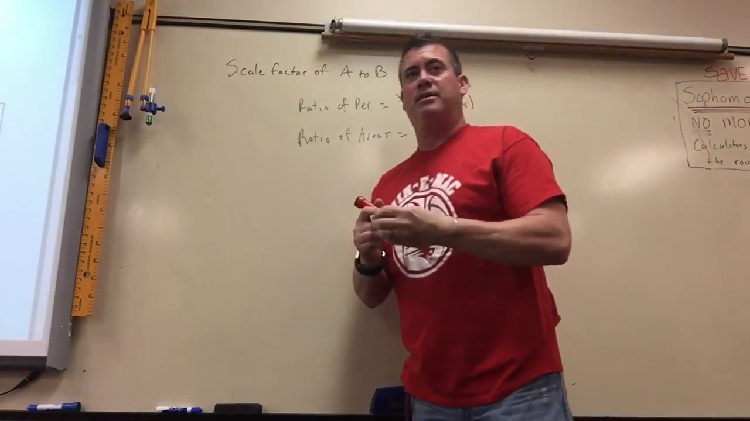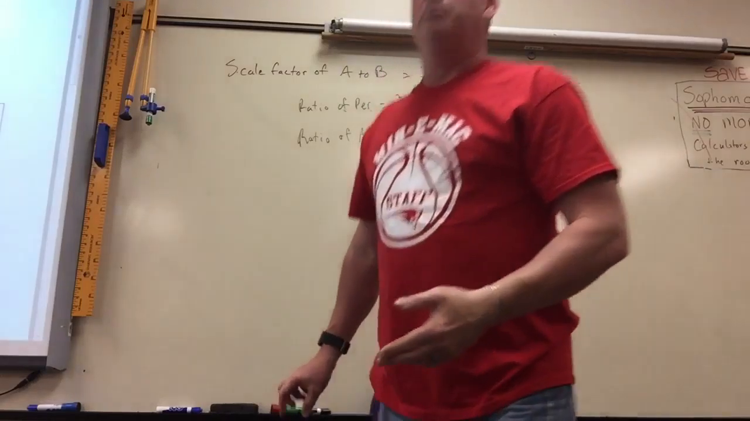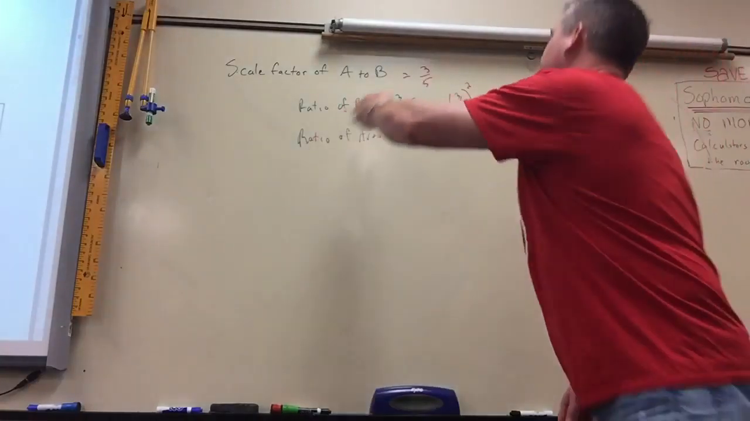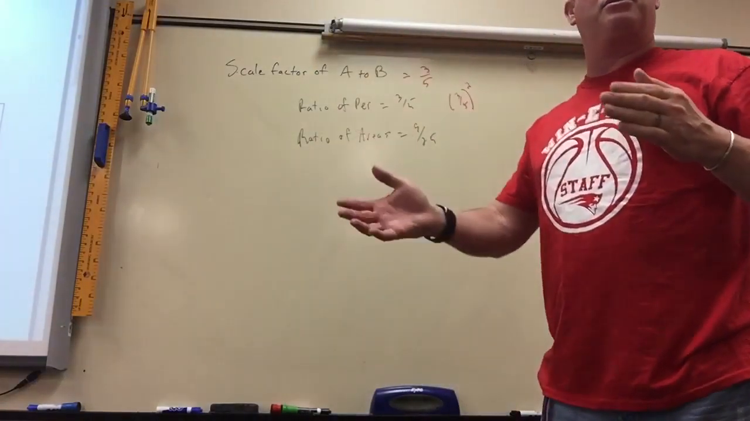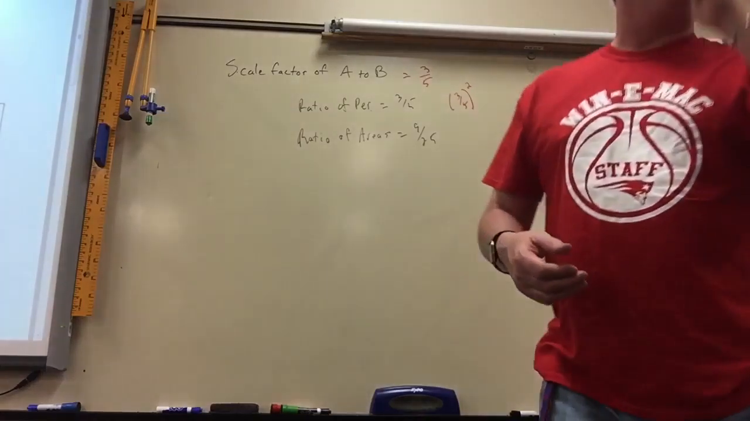So that's all it is today, except they're going to involve the hexagons and pentagons and all that. But all it is, you find the scale factor, which is just one side to the other side. Reduce it. It doesn't matter what sides you pick. They just got to be corresponding sides.